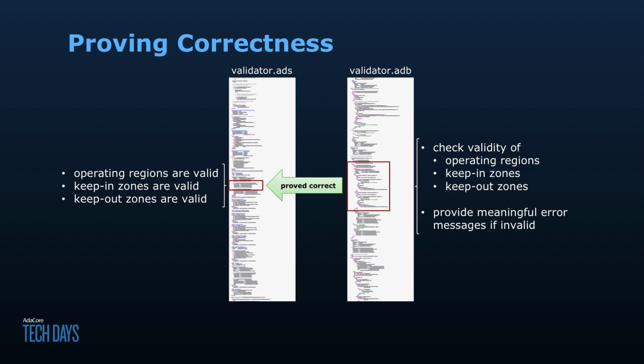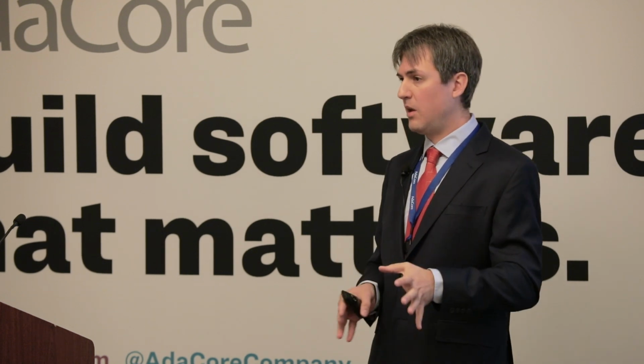So here we have a region of code where we look at operating regions, keep in zones, and keep out zones. And on the right, we have the implementation where we actually check this. And what the implementation does is it steps through and it looks at each one of these IDs and simply checks to see if it was previously placed into some map. And if it's not, then it raises some error message, and we want the error message to correspond to what actually went wrong. So there's a little bit of extra functionality that happens in the body, but overall this is a very close implementation of the spec.